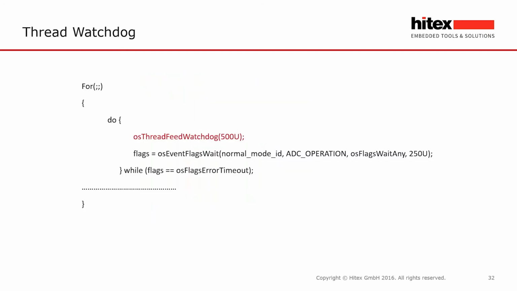So this is simply done through osThreadFeedWatchdog. We tell it in milliseconds its timeout period. And then if we're waiting for an event to trigger execution of the thread, we can have a timeout on that. If it times out, it goes around the do while loop, pats the watchdog, and then waits for the flag to be set.